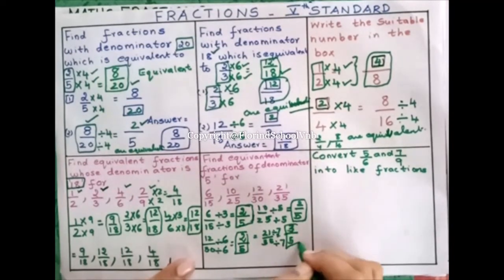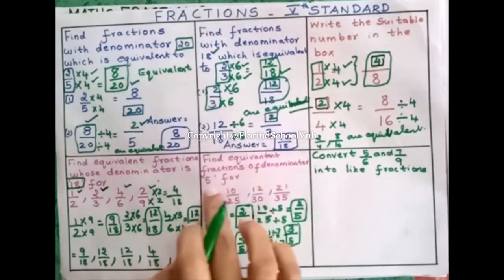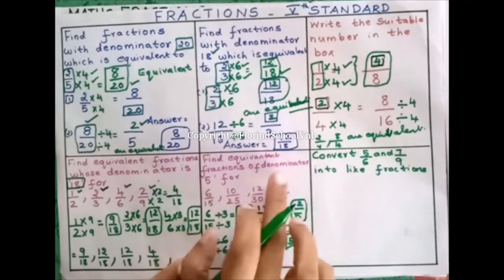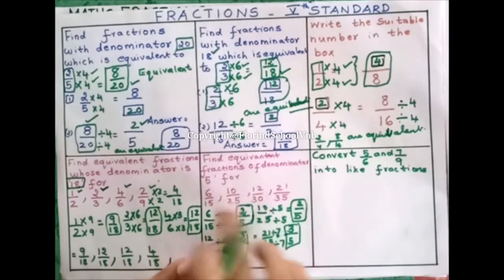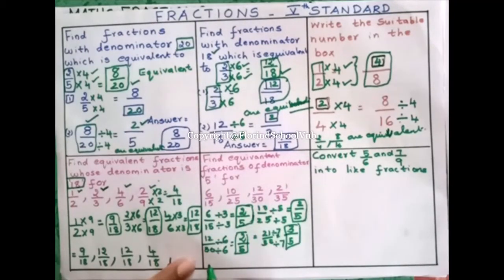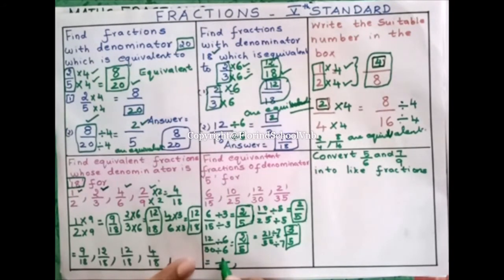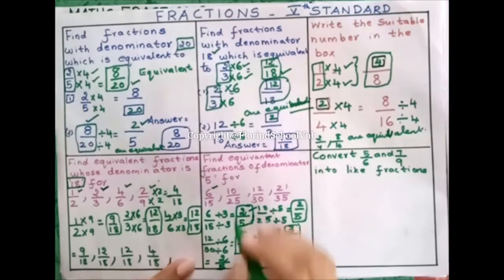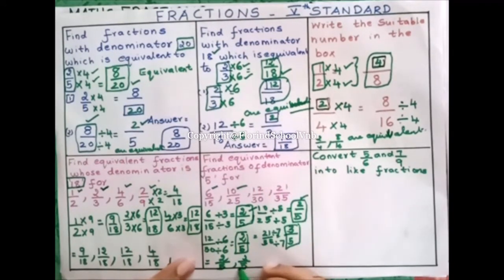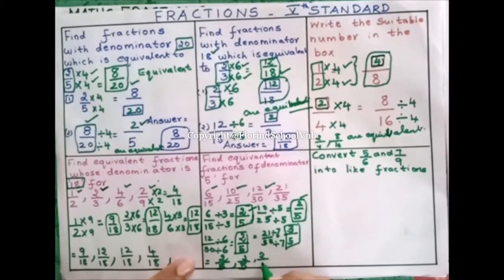So what are the equivalent fractions whose denominators are 5? We have converted all these denominators into 5. So shall we write the answer? 2 by 5. 6 by 15 has become 2 by 5. And 10 by 25 has become 2 by 5. 12 by 30 has become 2 by 5.